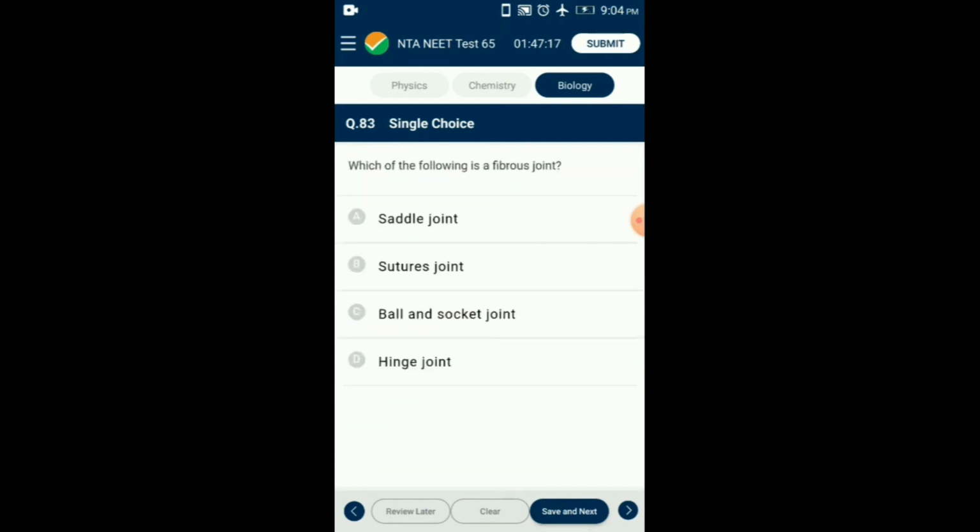Question number 83. Which of the following is a fibrous joint? Sutures are a type of joint formed in flat skull bones which fuse end to end with the help of dense fibrous connective tissue to form the cranium. So the answer is option B, sutures joint.